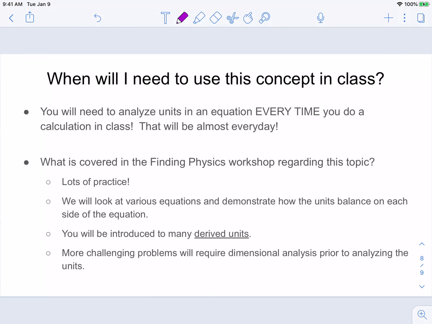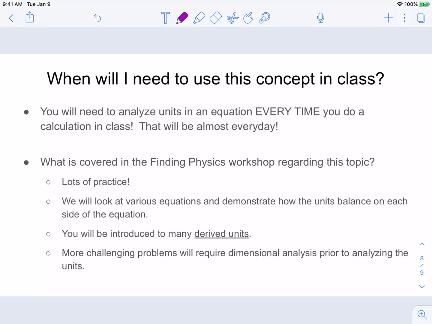When will I need to use this concept in class? You are going to need to analyze units and equations every time you do a calculation. It's almost every day. So you need to realize what units you have. You need to make sure that everything that's measured in length is using the same units. So there's this agreeing, and it just takes a little practice. It also takes a little bit of time and attention to detail. I know a lot of times you're trying to get through things quickly. You need to make sure you're paying attention to these little details because they do make a big difference.